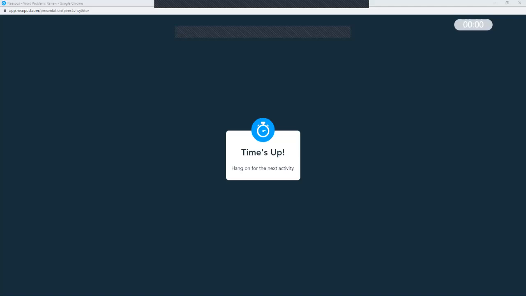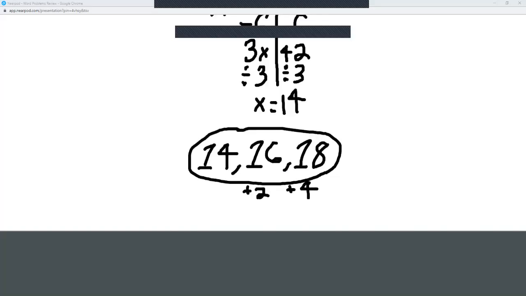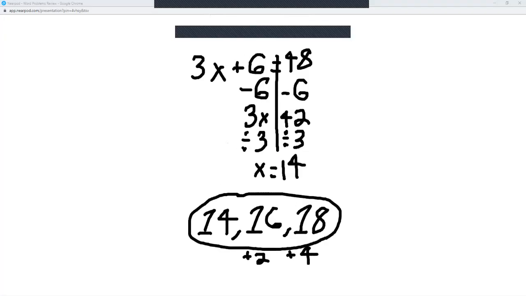Looks like we got some pretty good things here going on. Yeah, let's go with this one. So yeah, they took the terms, they combined them on the left. You don't see that, but this is what you'd get when you add up x plus 2 plus x plus 4. You get 3x plus 6, and it's just a two-step equation. Subtract 6 from both sides, divide, so you get 14, and then to figure out the other numbers, you would get 16 and 18. That's pretty good.